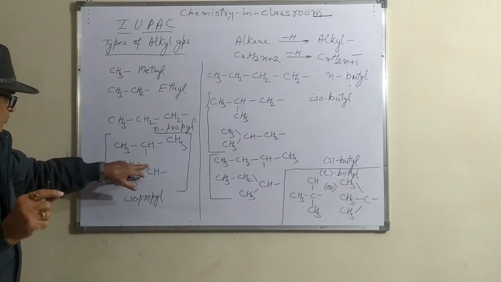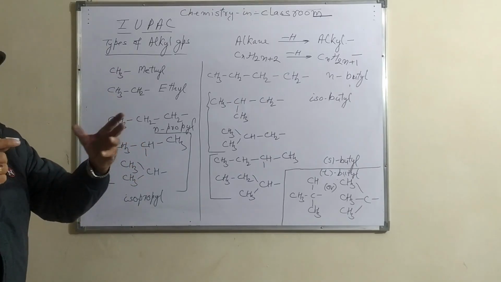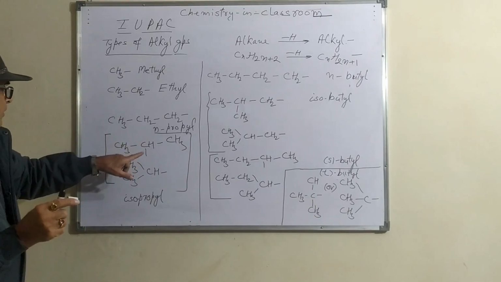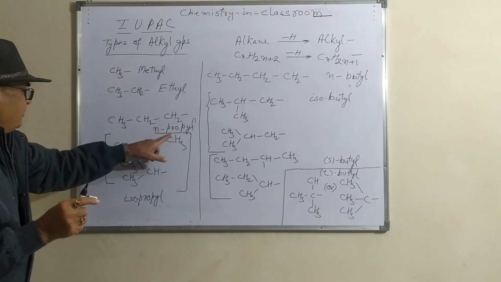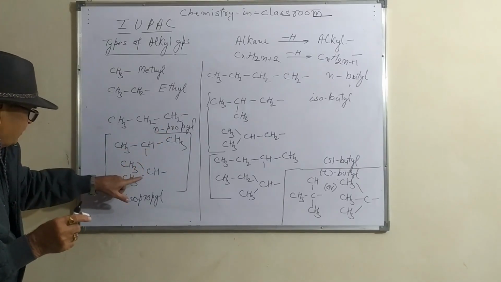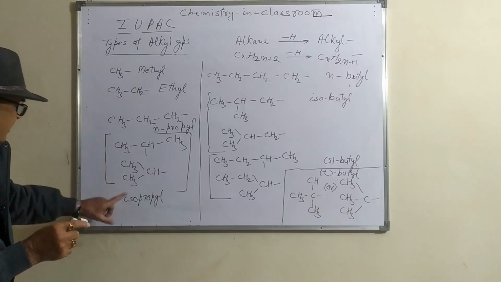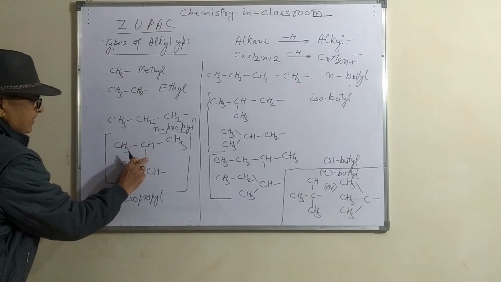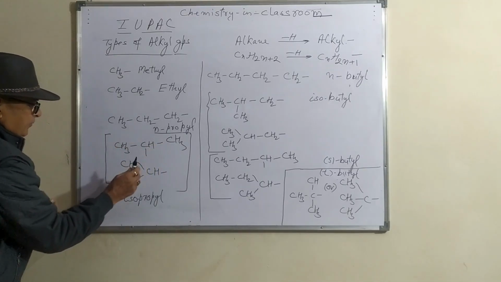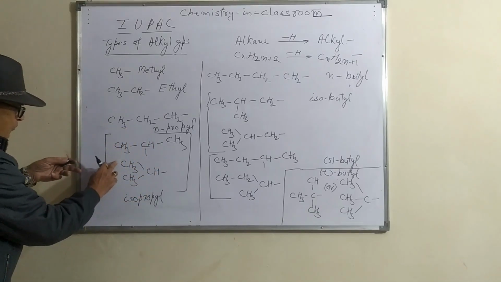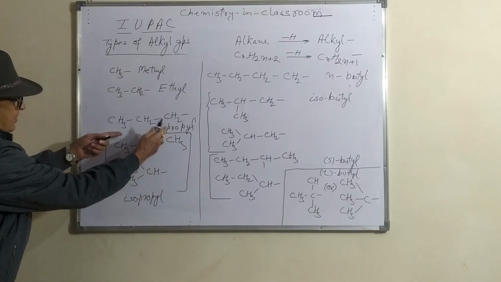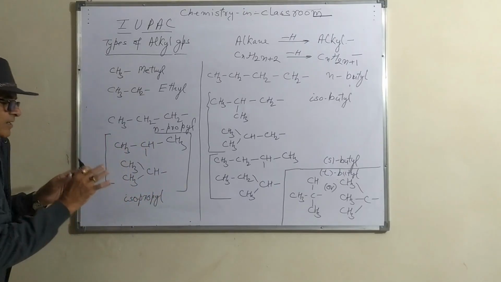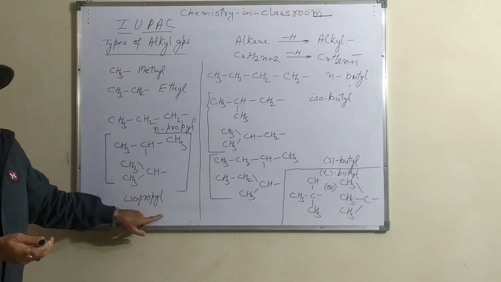CH has one open bond to combine with other atom. So this alkyl group will be known as N-propyl, and this will be isopropyl. Both structures are the same. This is isopropyl. If this is CH3, CH, CH3, this is isopropyl. The structure can be made in this way: CH3, CH3 and CH. Both structures are the same for the isopropyl group.